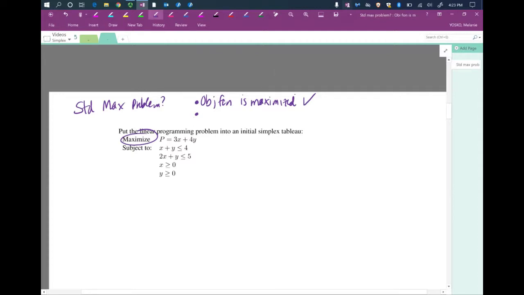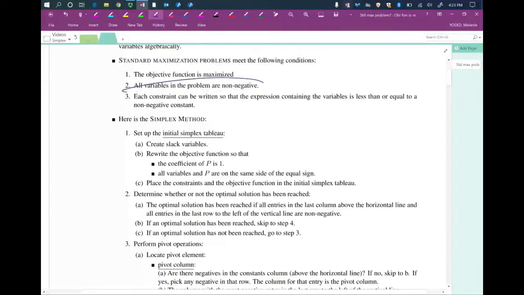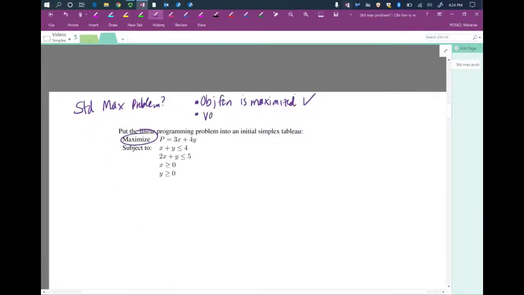Then it says that all variables in the problem are non-negative. And here all variables are non-negative. What does that look like? Remember, we classified numbers 3 ways according to sign: positive, 0, and negative. So if something is non-negative, it's not negative. That means it's the other two options, 0 or positive. So if all variables are non-negative, that actually looks like this. That's this piece right here. Because x can be 0 or it can be positive, and y can be 0 or it can be positive. So the variables are non-negative.